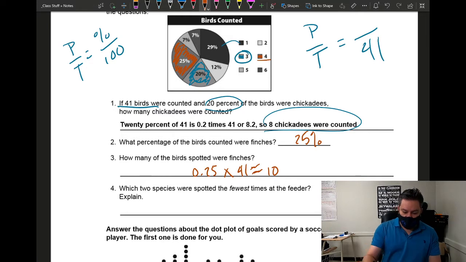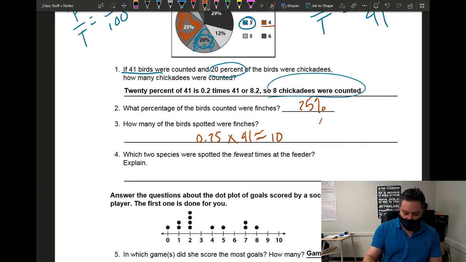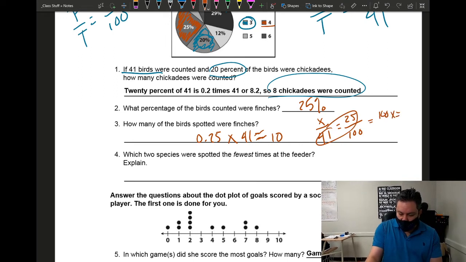And you can do this like this, part over total. You're looking for the part, you know the total, equals percent 25 over 100. So you can cross multiply, so you're gonna have 100x equals 41 times 25. Multiply those two and then divide by 100, and then you get your answer. In this case, we're just rounding because we're not gonna have a point something of a bird, right? Unless you're eating it, but you're not eating it, you're spotting them on the feeder, right?